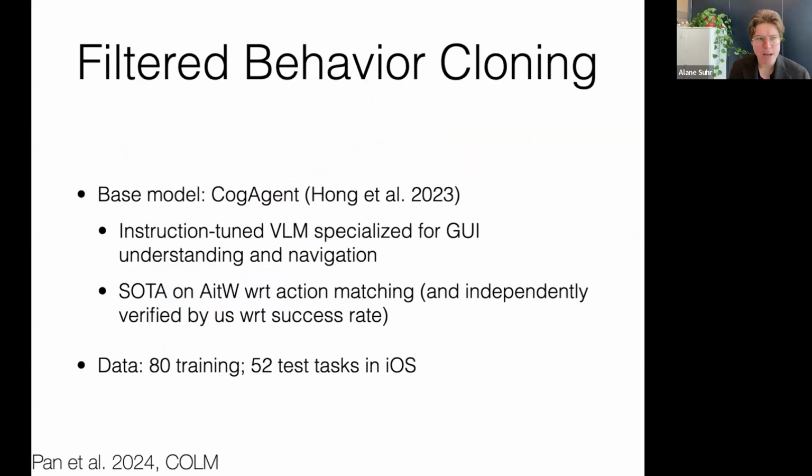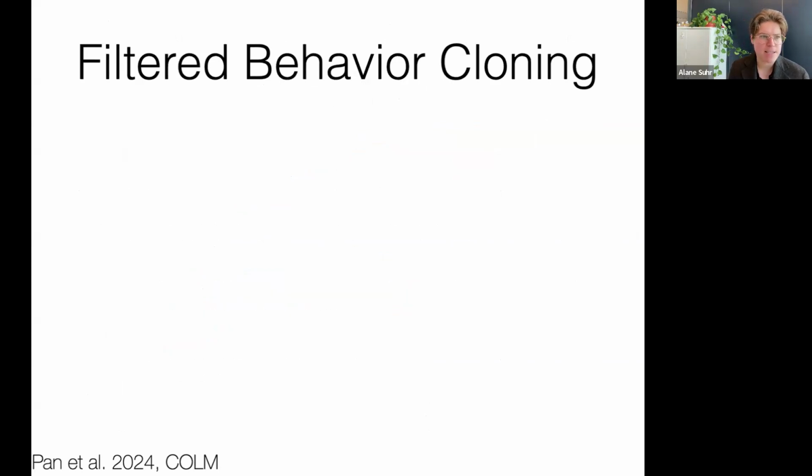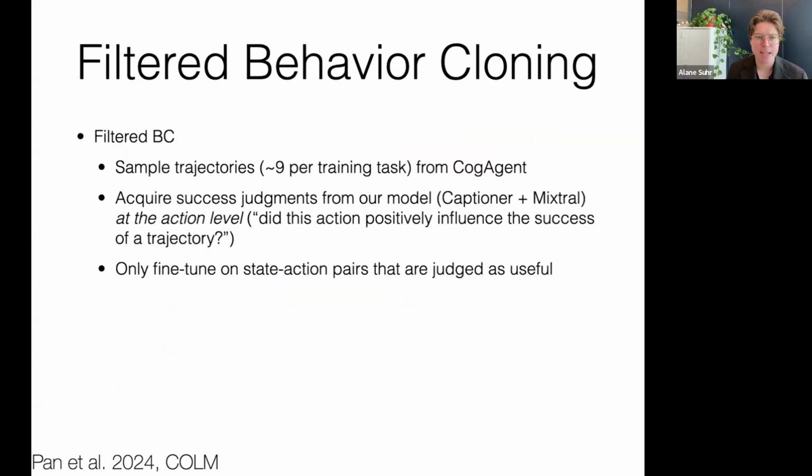And we will train the model on a number of tasks. For example, we have like 80 different training tasks that we define for our target domain. We get our initial model to sample about 9 trajectories per task, and then we get success judgments from our model on whether or not each action that was executed actually moves us towards success for that task. Once we have that judgment, we can fine-tune only on the state action pairs that are judged as correct.